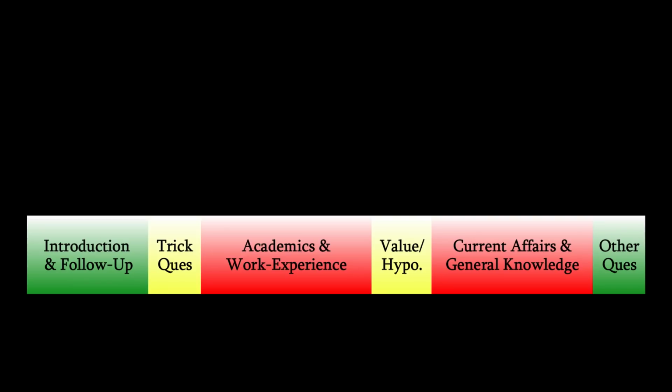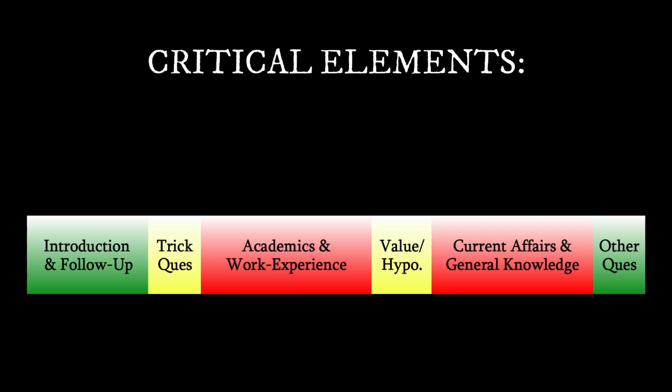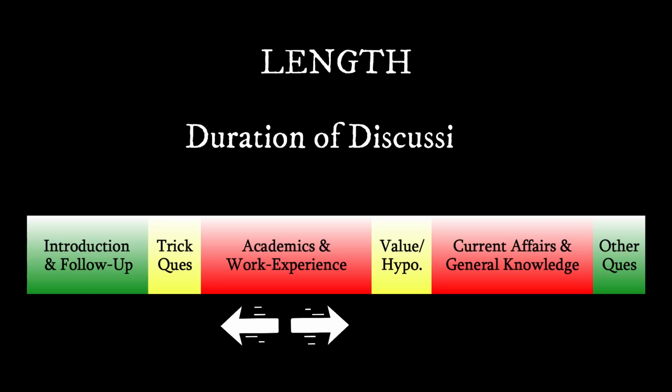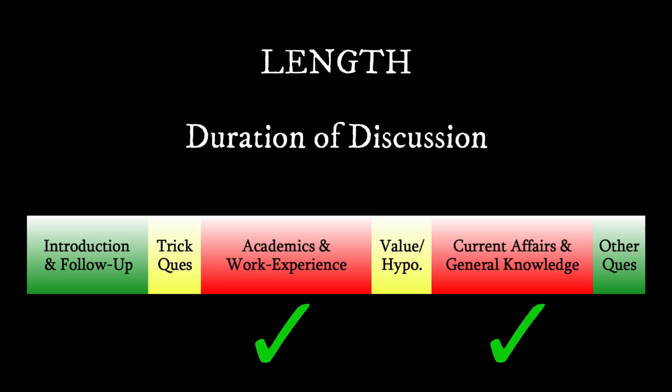Now that you're clear with the basic types of questions, two critical elements that become important here are the length of the boxes and the color of the boxes. The length denotes the duration for which each of these aspects is going to get discussed during the interview. So, as you can see, academics and work experience, current affairs and GK based, and introduction are going to constitute the most part of your interview.